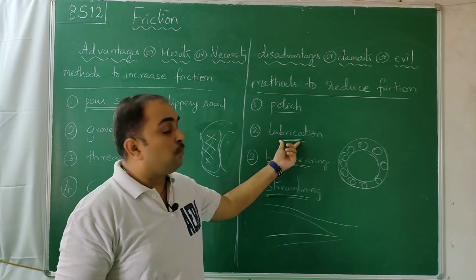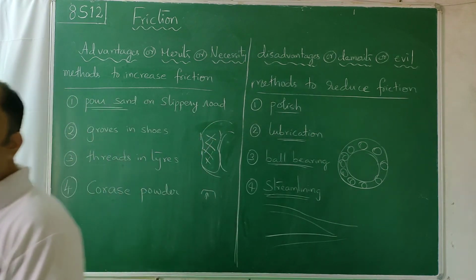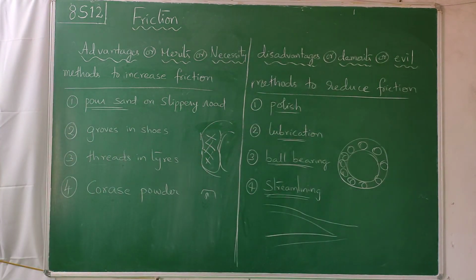For example, you forgot the word lubrication. You don't even get that idea. Anyhow, we are closing this chapter. This is called friction for 8th class children.